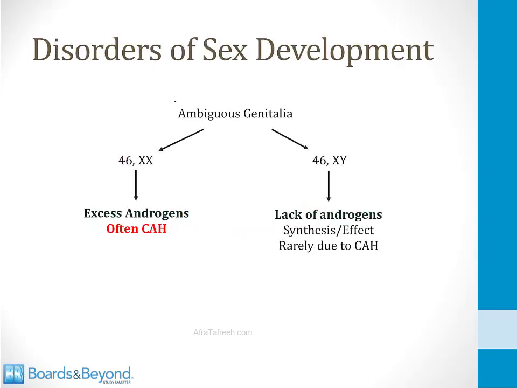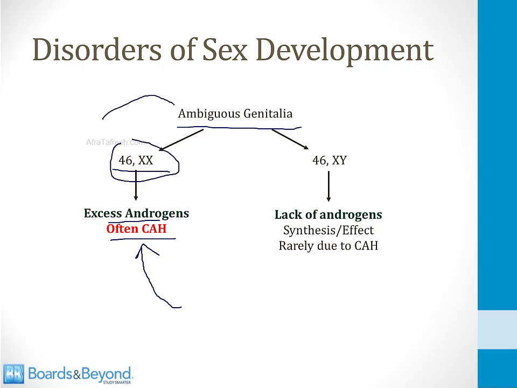In the reproductive section, I have a video on disorders of sexual development, and in that video I talk about how when babies are born with ambiguous genitalia, the first thing you want to know is the chromosomal sex of the child. If it is a female with two X chromosomes, then there is some source of excess androgens, and this is often because of congenital adrenal hyperplasia. As we just discussed, the most common form of CAH involves excess androgens, and if that occurs in a girl, that can lead to ambiguous genitalia.